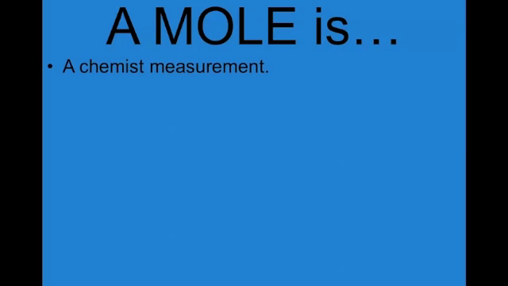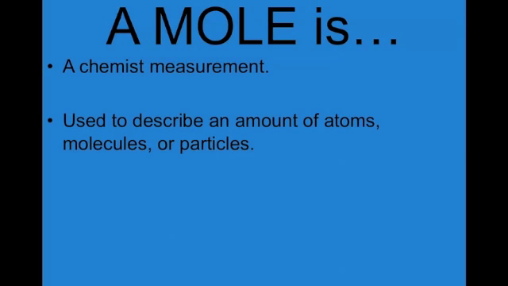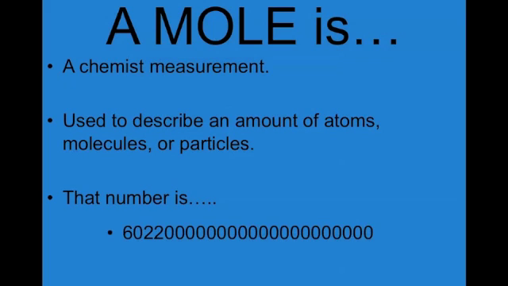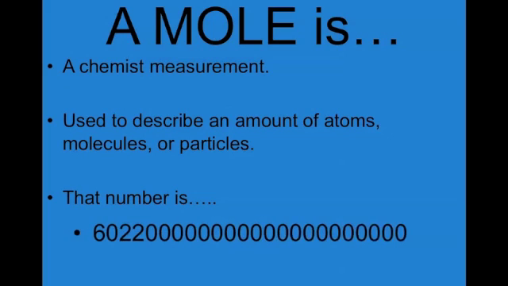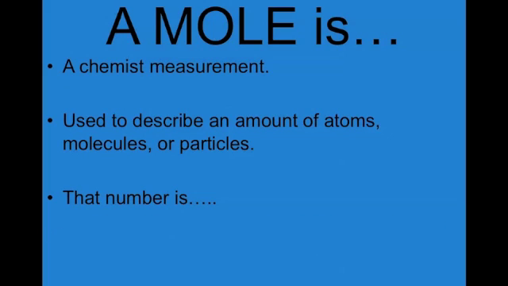It's a measurement. So we use it to describe amounts of atoms, molecules, or particles, for example. That big monstrous number that you know is 6.022 times 10 to the 23rd, or 23 zeros, if you will, which I'm sure you don't want to write every time, so that's why I ask you to please write it in scientific notation, 6.02 times 10 to the 23rd.